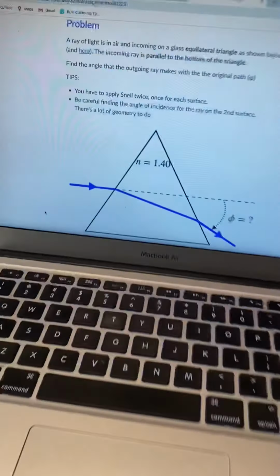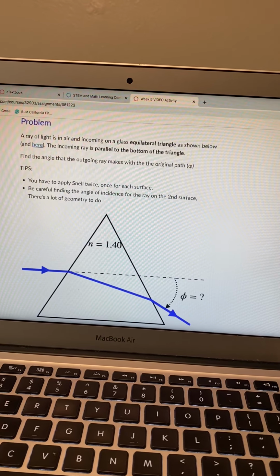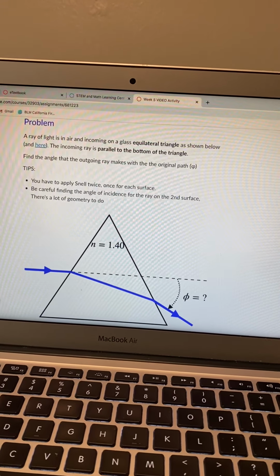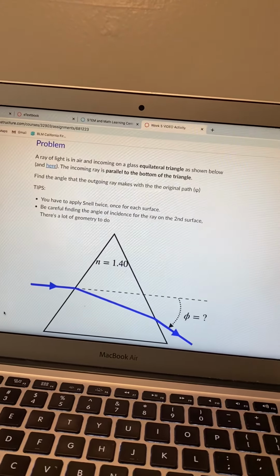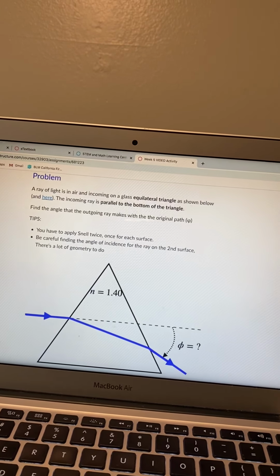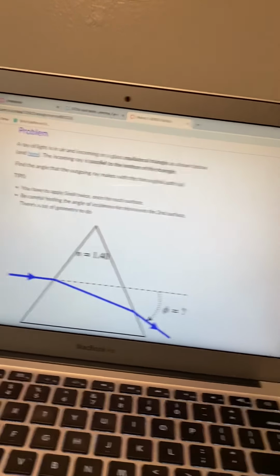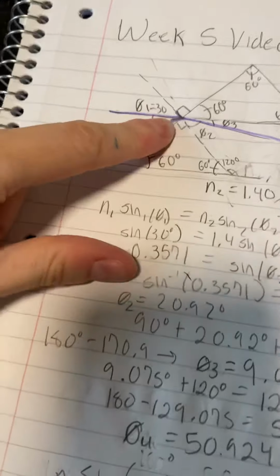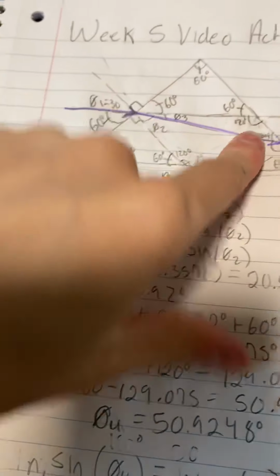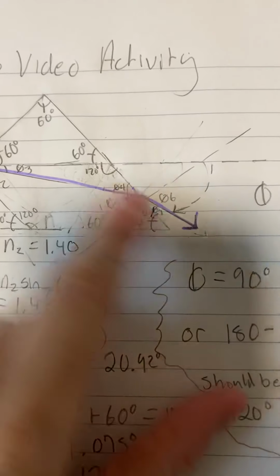So what we're given here is a triangle made out of glass, and it's an equilateral triangle, and the ray is coming in. The ray that is coming in is parallel to the bottom of the triangle. So it comes in, it bends because of refraction, and then it comes out this way.